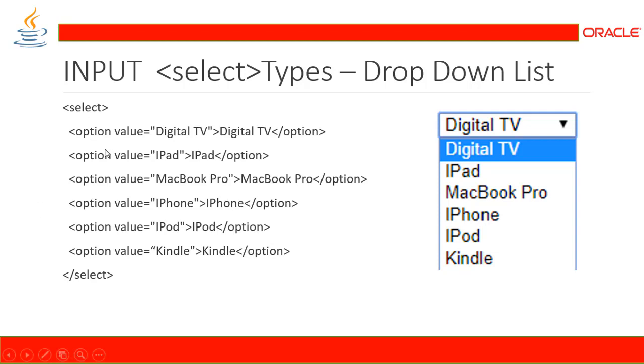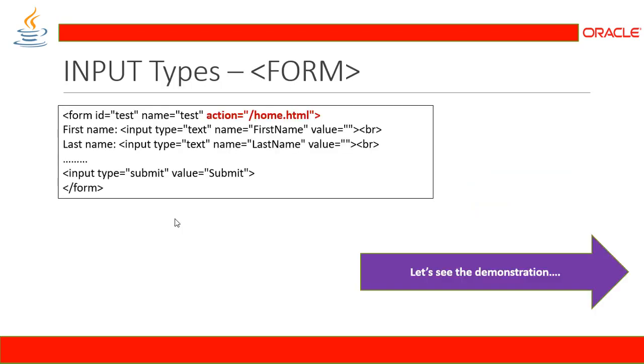So all you need is the select tag and option tags, give the values and make a list out of it, with the first one as the default. Now the most important thing is the form. You have created all types of input tags. Now all these input tags have to be wrapped within the form tag.